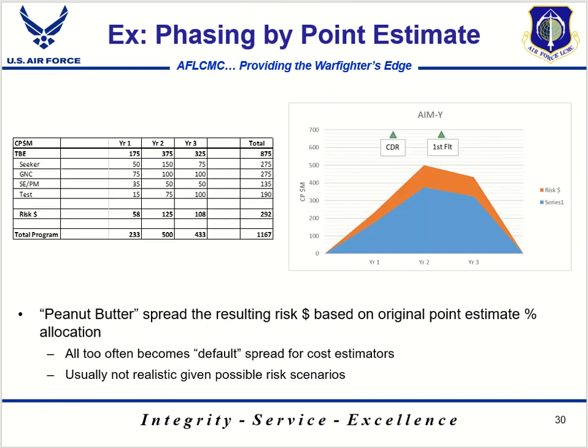So let's look at a few quick examples to help illustrate the phasing options that we have. And this is just examples of several different types, not all inclusive. In this first one, we're spreading the risk along the point estimate. You might hear this method called peanut butter spreading the risk. Basically, you're just spreading those dollars on the original point estimate percent allocation. This is sometimes kind of the default method. It's pretty easy, but it's not always the best or the most accurate or realistic method.